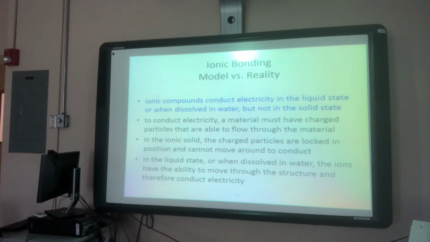Before we talk about ionic compounds in general, I want to talk about what it takes to conduct electricity. This is a really important little bullet point. To conduct electricity, you have to have two things. The first thing you have to have is charged particles. You have to have some sort of charges somewhere. And the second thing is you have to be able to flow. You have to have charges and you have to be able to flow. That's the only way you're going to be able to conduct electricity.